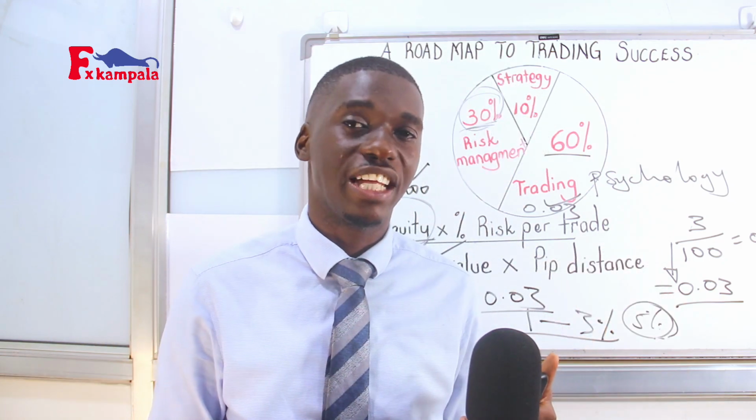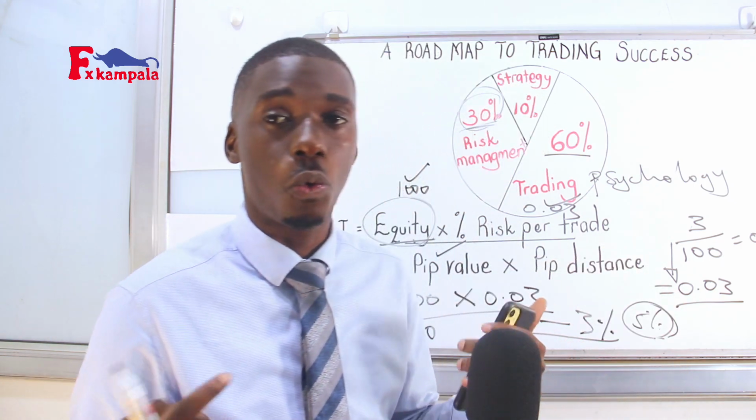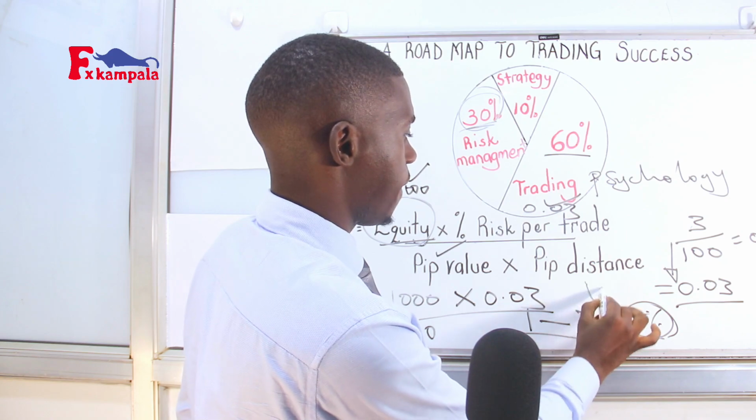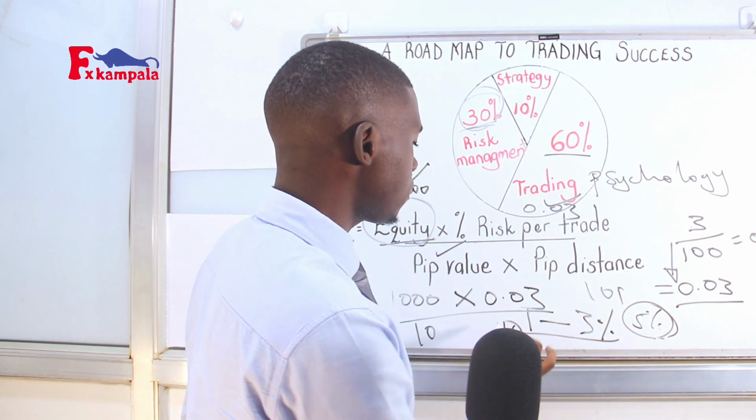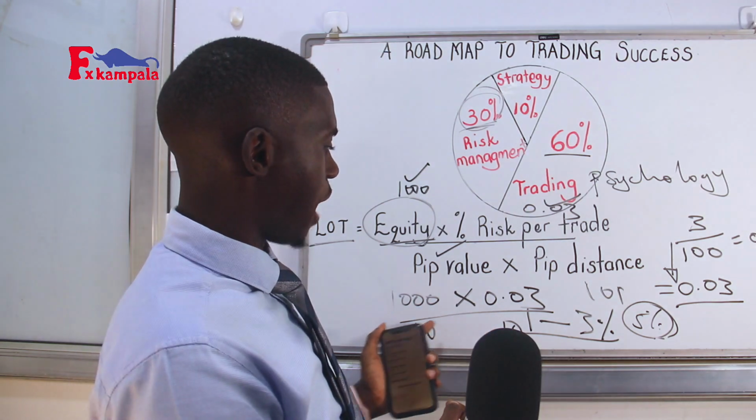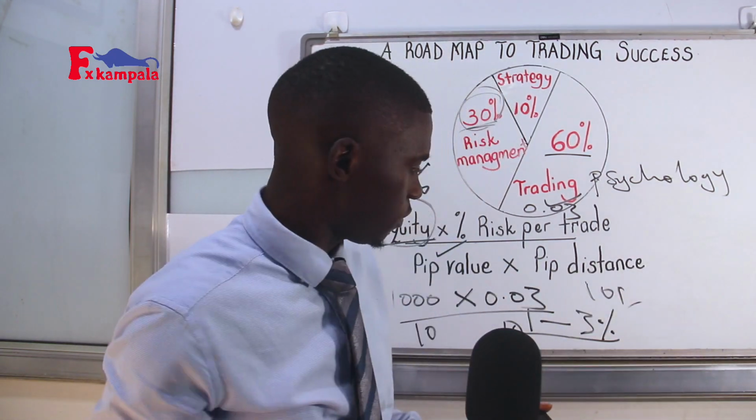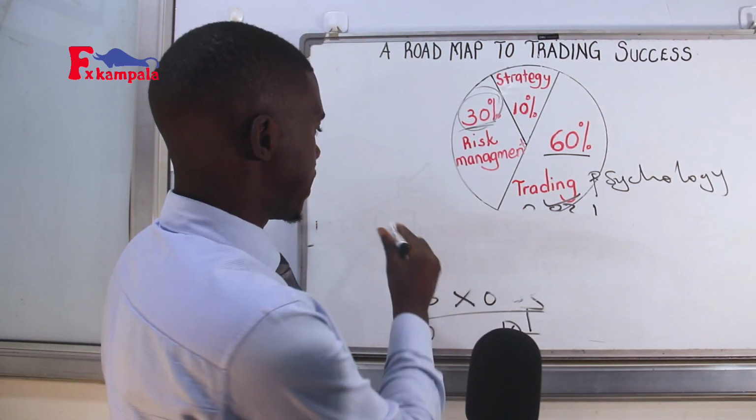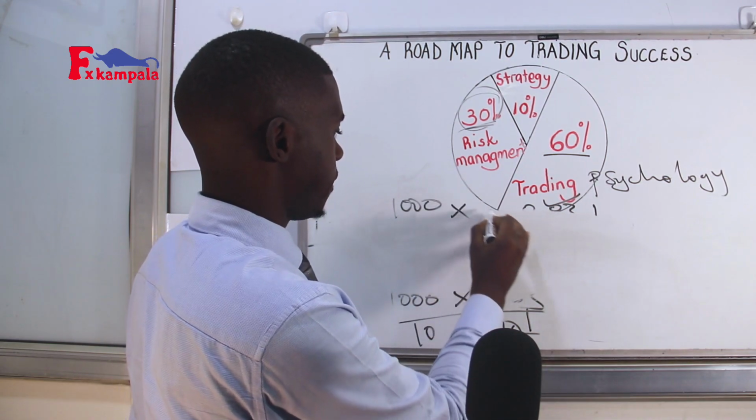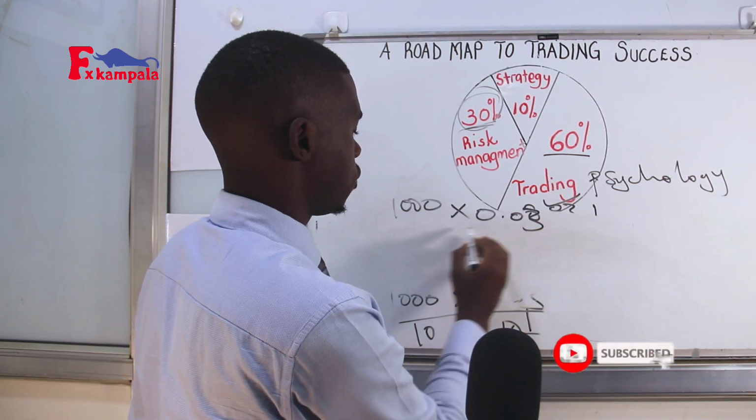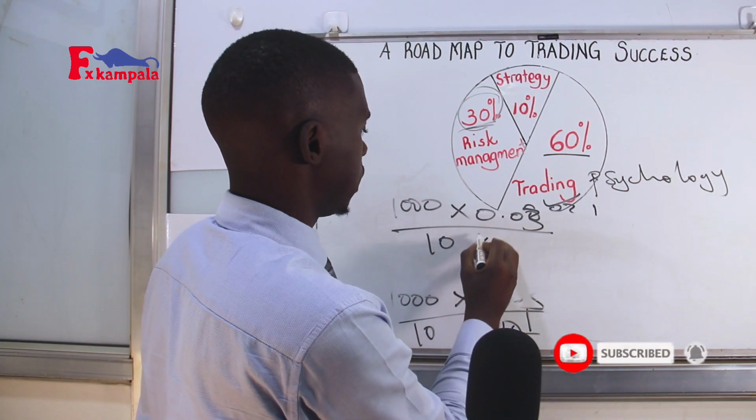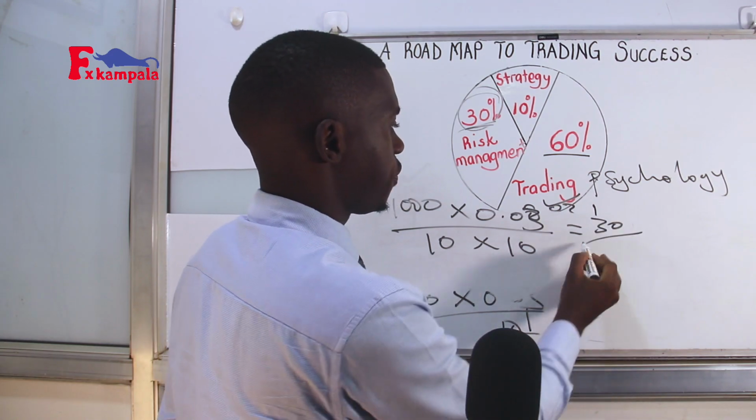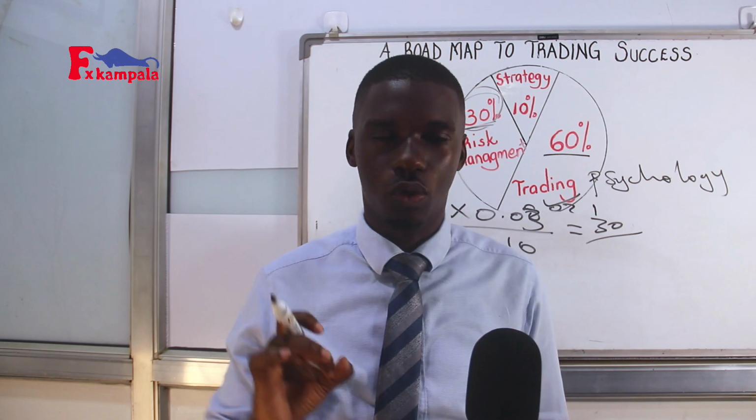After knowing the number of pips that you want to risk, let's say for this scenario we want to risk 10 pips. So come here and put 10 pips. So of course, when you do this, we said our equity was that, times 0.03, divided by 10 times 10. So here the top becomes 30. So 3% means that you're going to risk $30 on this particular trade.